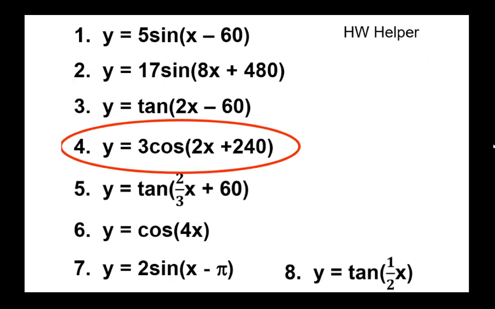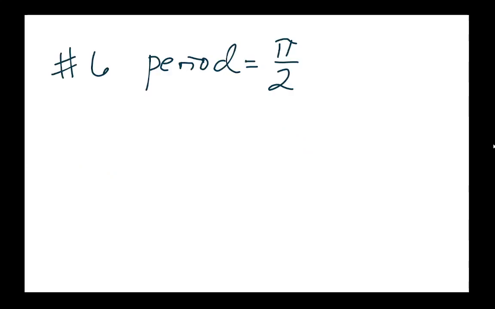How'd you guys do with number 6 or number 7? Those problems were in radians. Let's take a quick look at number 6. The period was given to us as pi over 2. Being a trigonometry student, you'd want to recognize that's in radians, so we have to adjust our formula to be in radians.